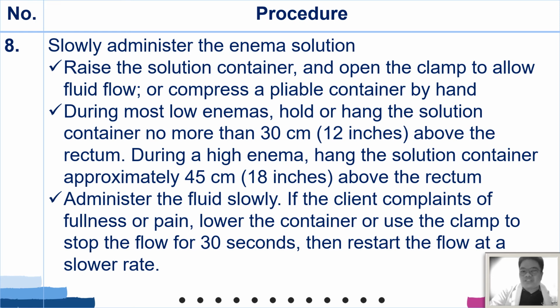Now, you need to administer the fluid slowly. If the client, class, would complain of fullness, if the client would complain of pain, you need to lower the tube or use the clamp to stop the flow. Because if your patient is complaining of cramping, or severe sudden onset abdominal pain, you might be doing your enema too fast. And you don't want that to happen to your patient. So try to pause it, close it for 30 seconds, and then restart it. If it still persists, you need to inform the doctor.